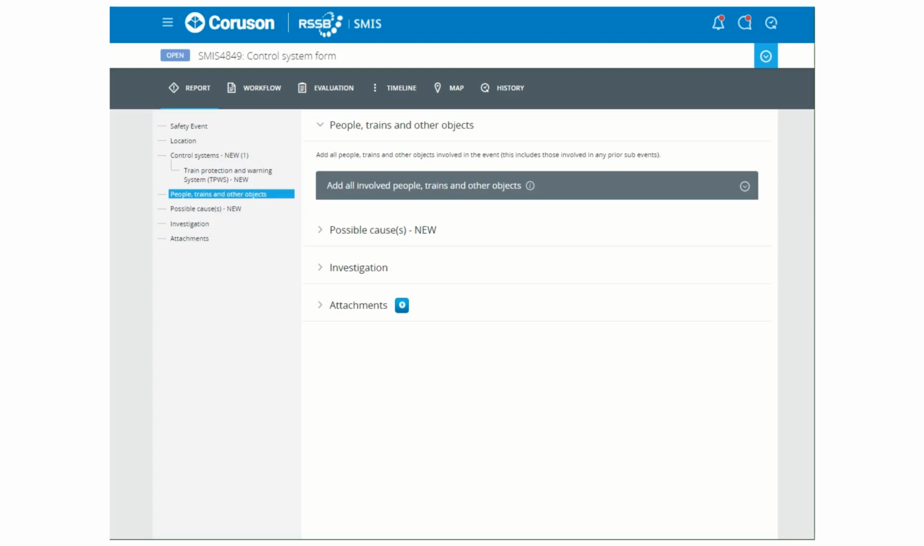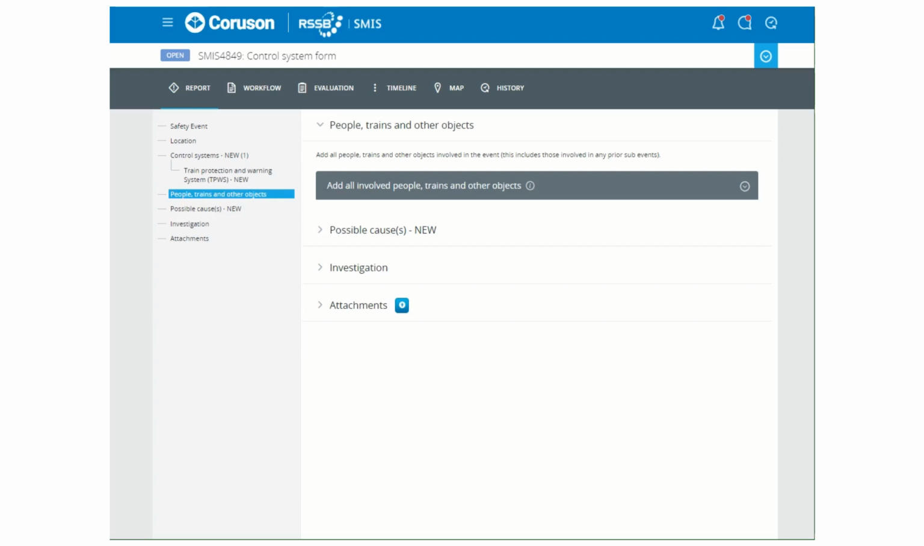As a reminder, there is only one people, trains and other objects section on each SMIS form, meaning that if a prior event is involved, this is the section where you would add any objects that are involved in the prior event if they are different than those involved in the main. So the main event objects also get added here.